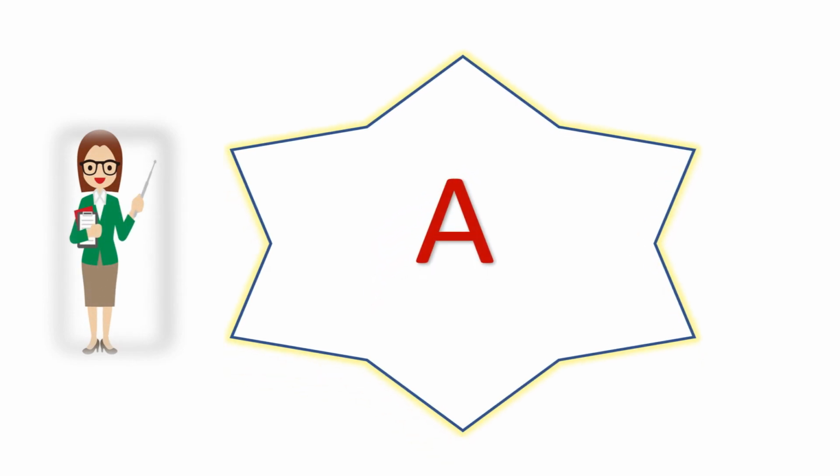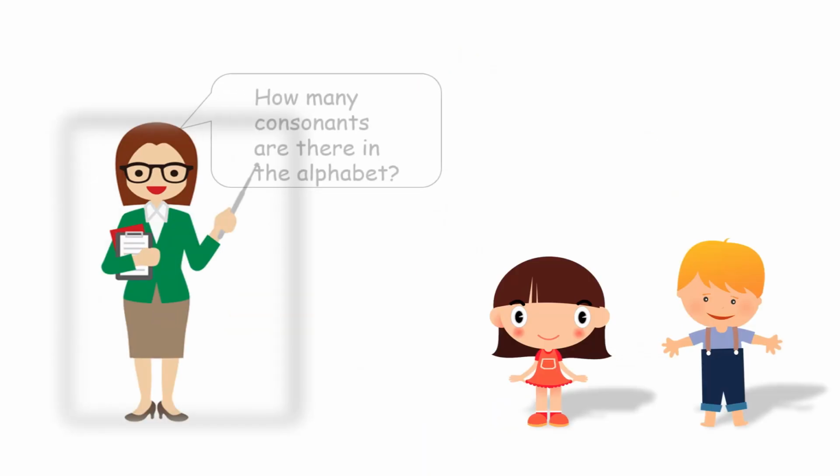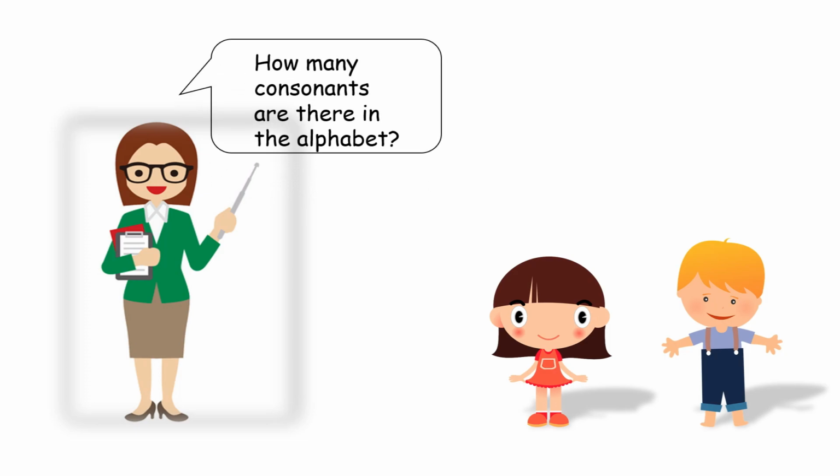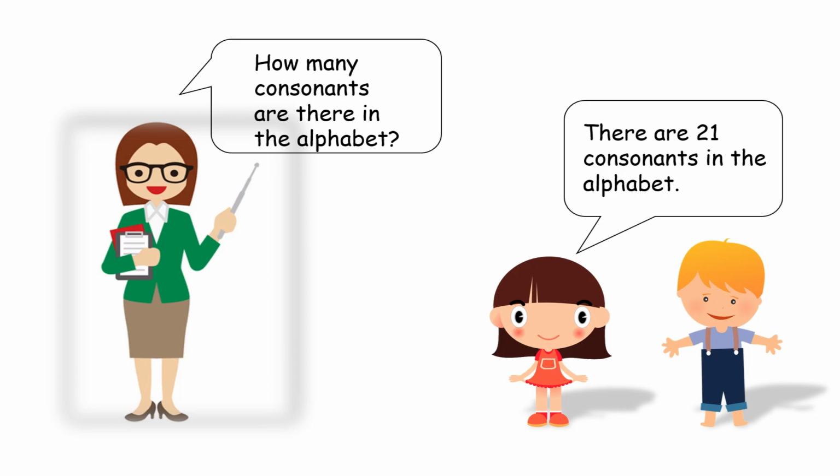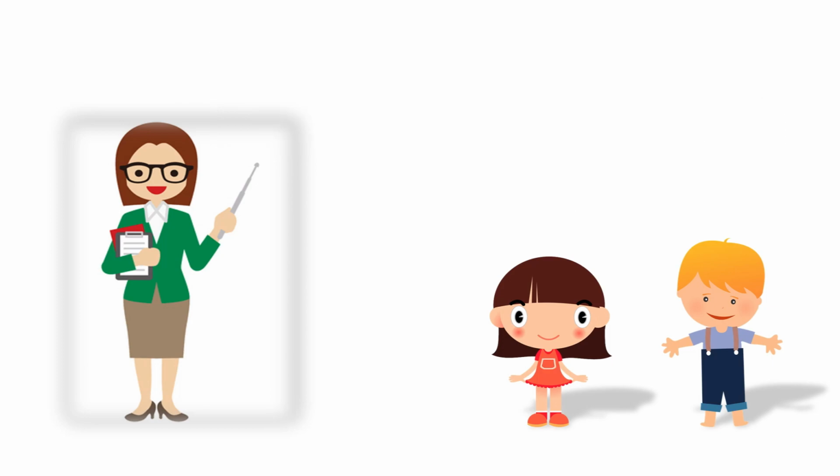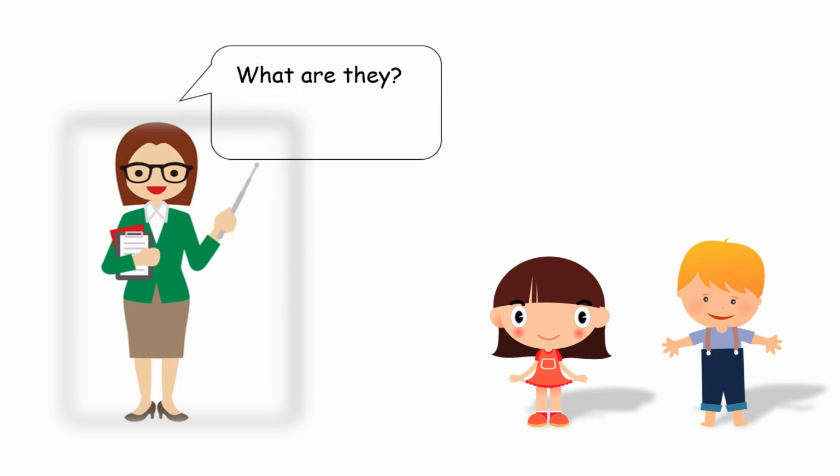Now let's learn how to use the article a before words. Okay, children, tell me how many consonants are there in the alphabet? There are 21 consonants in the alphabet. Very good. What are they?